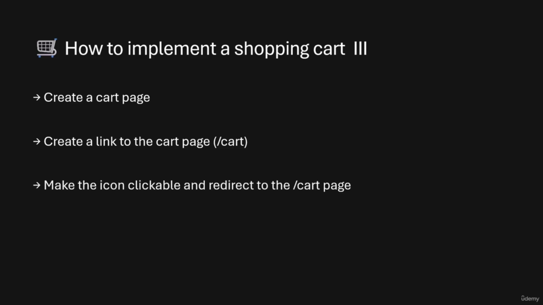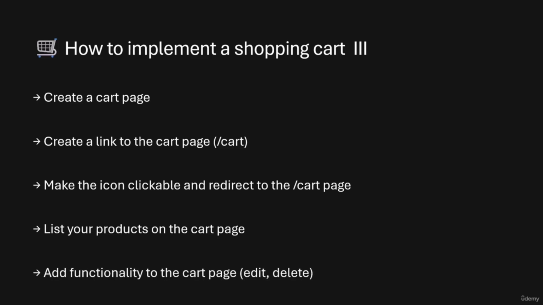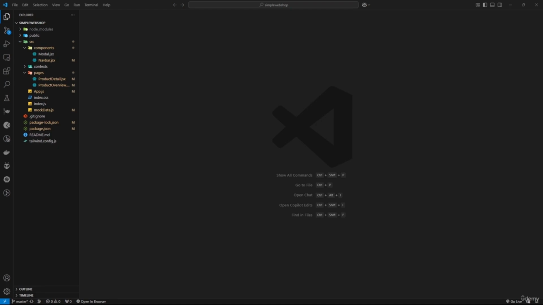So firstly, we will create the cart page. Then we will create a link to the cart page. So the cart page will be accessible via the /cart subdomain. Then we will make the icon in the navbar clickable, so the icon redirects us directly to the cart page. Then we will go ahead and list all products which are currently in our cart on the cart page. And last but not least, we will add functionality to the cart page: increase, decrease the quantity, and delete the product from the cart. So let's jump into the code and see where we can start.